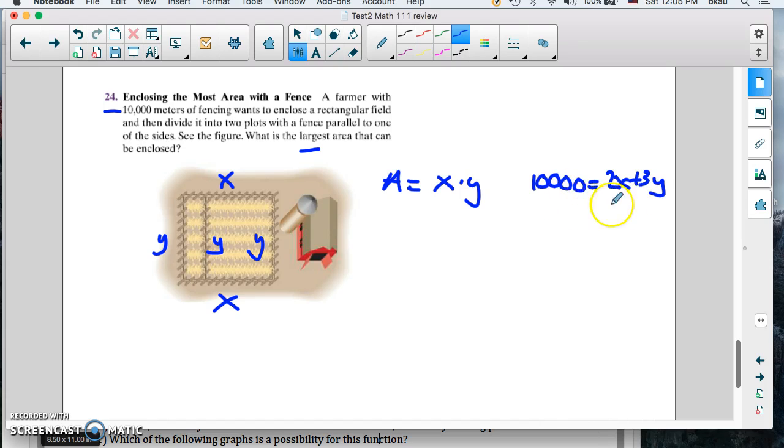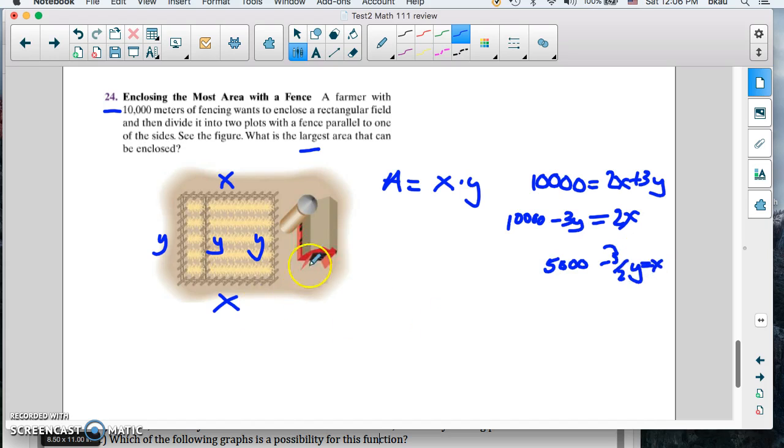Alright, so let's solve this. It'd be easier if I solve this for x, because I can divide 10,000 by 2 a little easier than I can divide by 3. So we're going to write 2x equals 10,000 minus 3y. And then I'm going to divide by 2. So half of 10,000 is 5,000, and half of 3 is 3 halves. Or you can write 1.5 if you'd like.